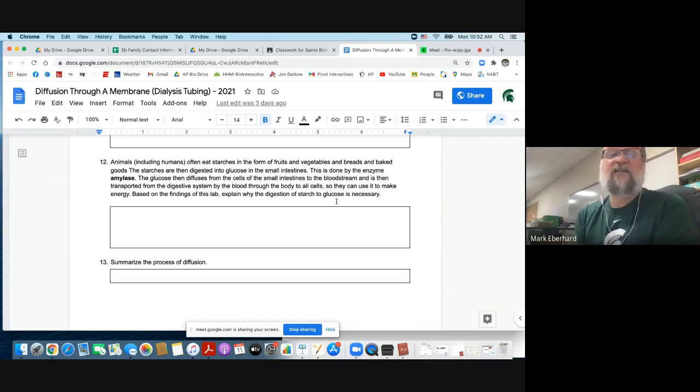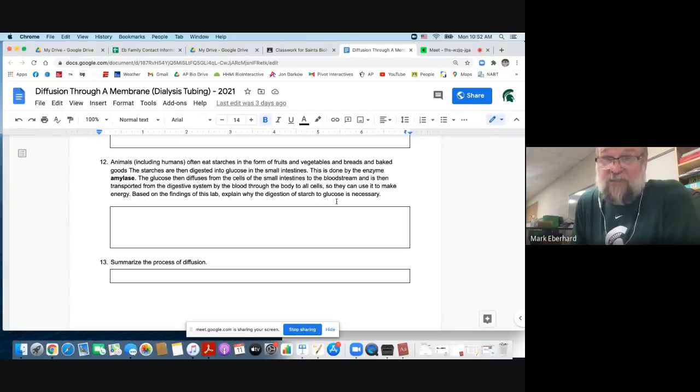So based on the findings of this lab, explain why the digestion of starch to glucose is necessary. So if you don't digest the starch, it's too big. It can't leave the small intestine. It cannot get into the bloodstream. The cells get no energy. The cells die. It's the whole point of the digestive system.